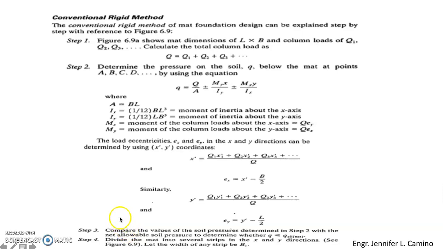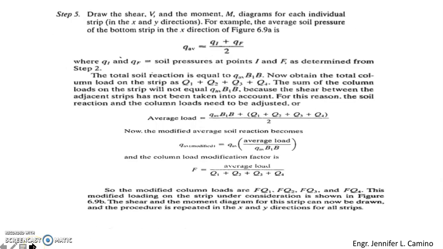So after you have computed the eccentricities, E sub x and E sub y, you simply compare the values of the soil pressure determined in step number 2 with the net allowable pressure, to check that Q is smaller than the net allowable bearing capacity. Then we have to divide the mat into several strips in the x and y directions. Of course, we let the width of any strip be B sub 1.